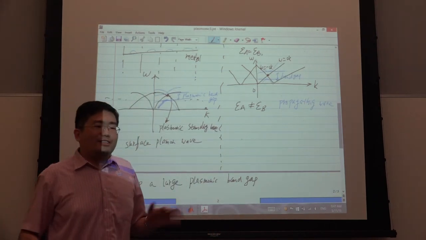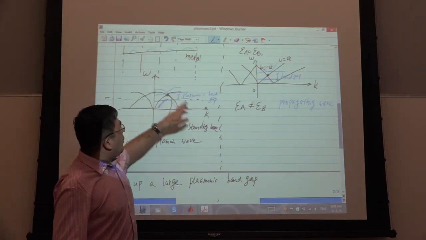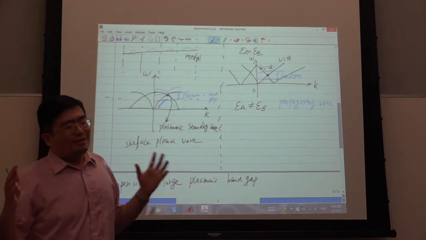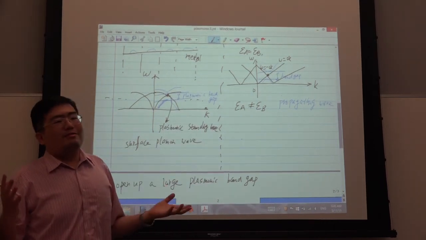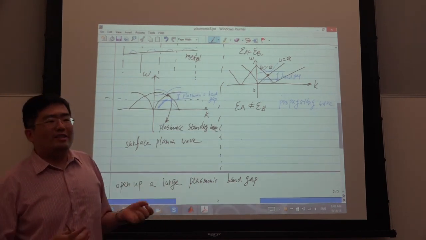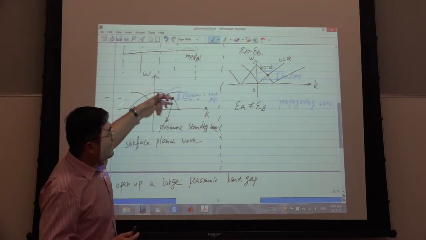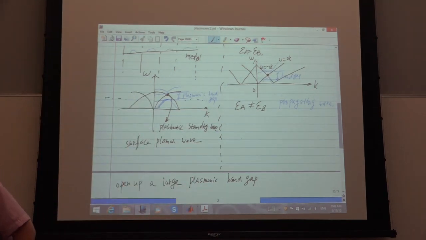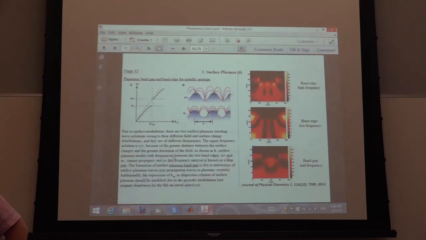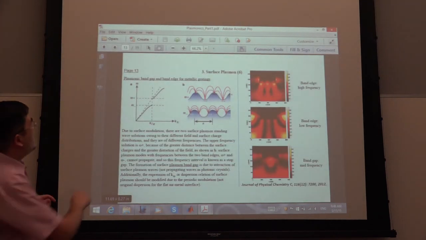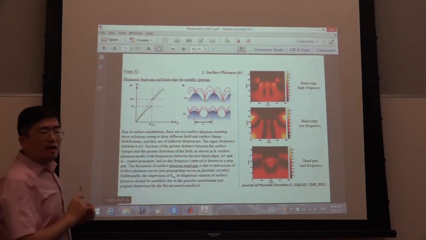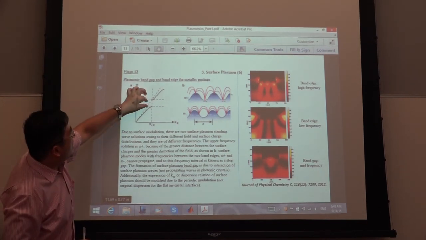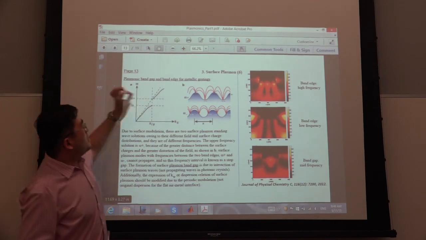Since it's lossy, this is not simply omega-K; it has omega with real K and omega with imaginary K. They have two kinds of complex band diagram. They become very complicated because the metal is lossy. So the group velocity here is typically not so flat. The point is that the band gap is the difference, the region between two band edges. But this region is typically small.